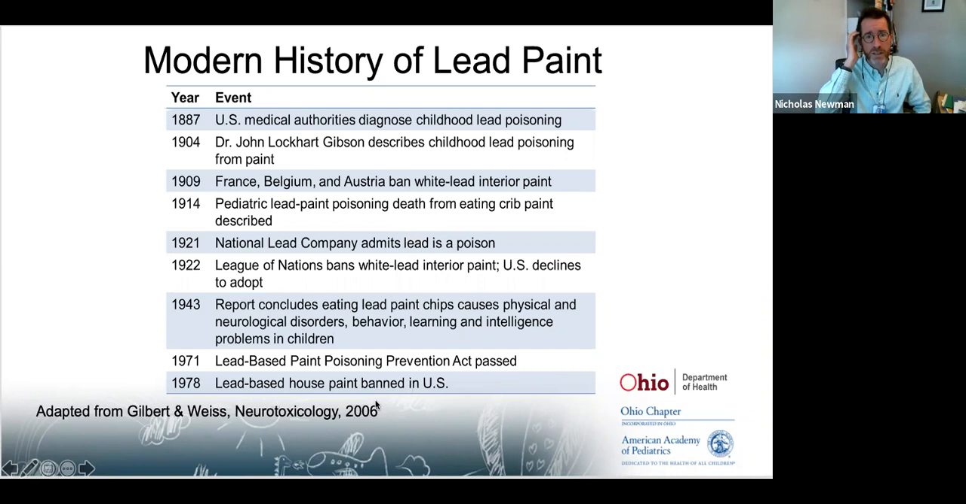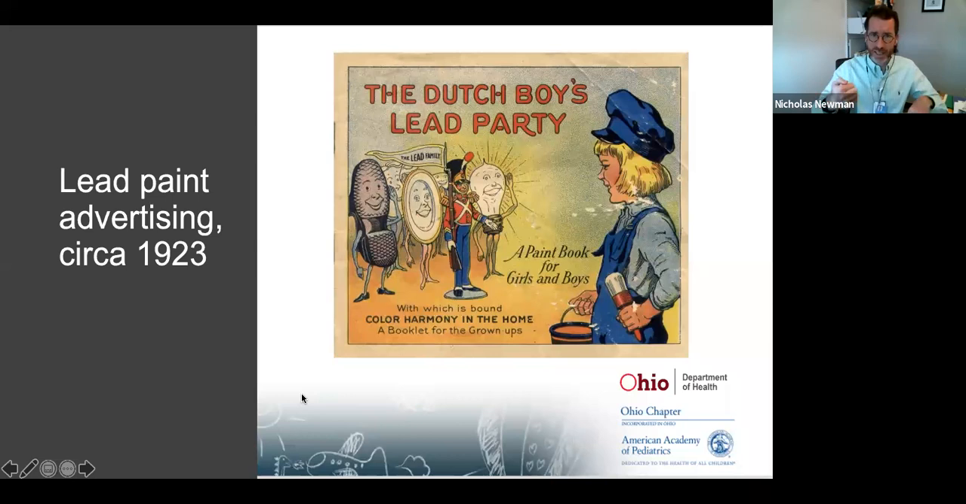Next slide, please. Right after the League of Nations decided that they were going to ban lead paint, the companies in the US became very innovative and decided, well, we've got to sell this paint. So they set up a marketing campaign to market lead paint to children in the form of a paint book. As you can see, it says here a paint book for girls and boys, and the whole thing is rhyming couplets. Inside there was a book for the grown-ups. This was the first time that marketers said, if we could convince their kids that they need to have it, parents will buy it. The same people who came up with this brilliant marketing scheme later went on to market cigarettes. Next slide, please.